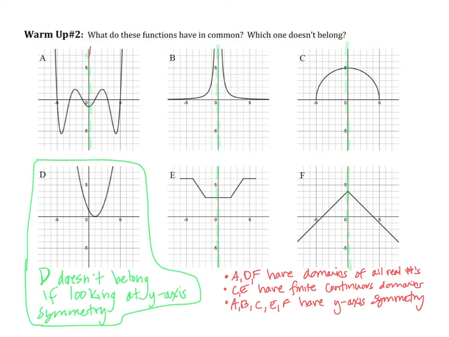So A is symmetric. If we were to fold the graph over the y-axis, one side would lay on top of the other. B is the same, E the same, F, and C. So all of those graphs, if we were to fold over the y-axis, these points on opposite sides would match up and they would lie right on top of the other.